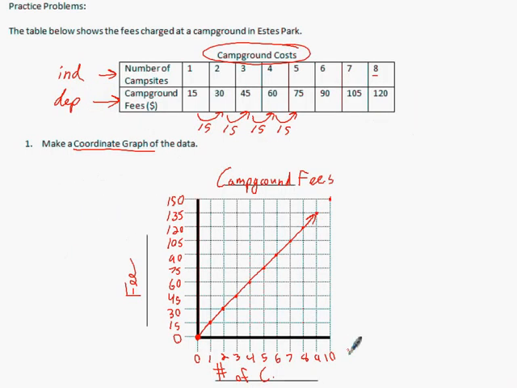However, where am I going to get 20 and 100 for? I could make my graph bigger and go out to 20. I don't want to. I can make my table bigger and go out to 20. I don't want to. I definitely don't want to make them bigger and go out to 100. So what we need to figure out is how much does one campsite cost? Well, one campsite costs $15. 2 costs $30. 1 times 15 is 15. 2 times 15 is 30. 3 times 15 is 45. 4 times 15 is 60. So I just need to multiply my number of campsites times $15.